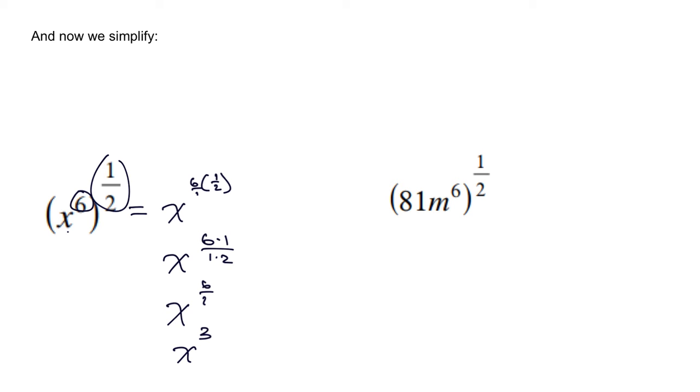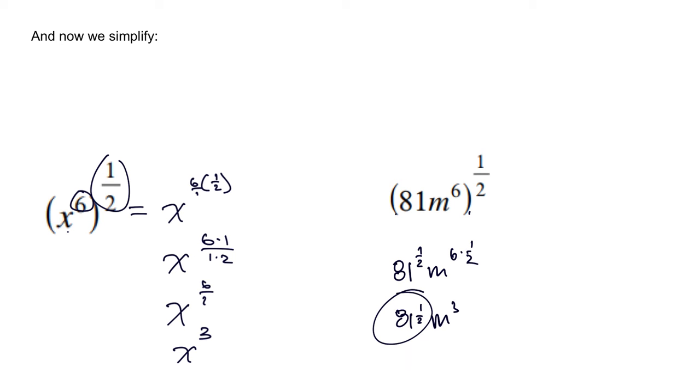Okay, do this one a little faster. This is 81 times m to the 6, and then in parentheses raised to the 1/2. So I am going to say this is 81 to the 1/2 times m to the 6 times 1/2. So this should look familiar. This is 81 to the 1/2 and m cubed.